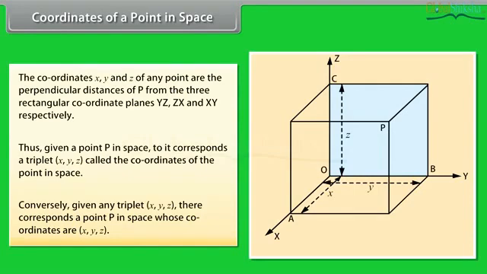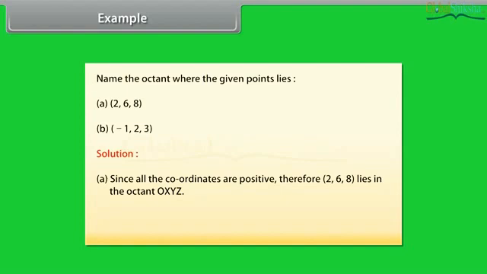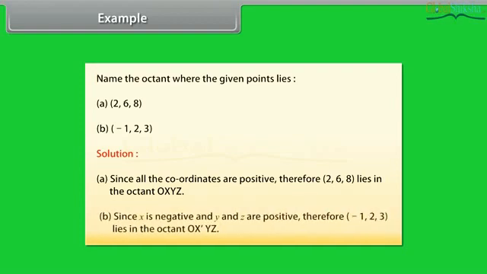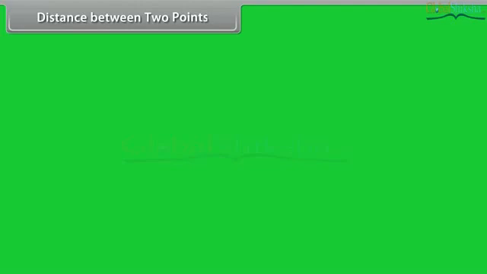Example. Name the octant where the given points lie: (2, 6, 8) and (-1, 2, 3). Solution. Since all the coordinates are positive, therefore (2, 6, 8) lies in the octant OXYZ. Since X is negative and Y and Z are positive, therefore (-1, 2, 3) lies in the octant OX'YZ.